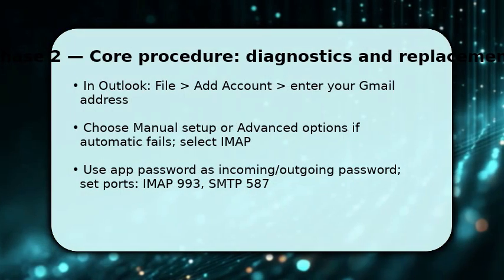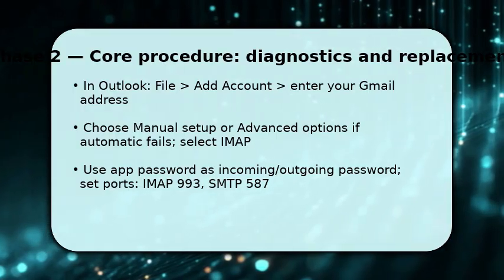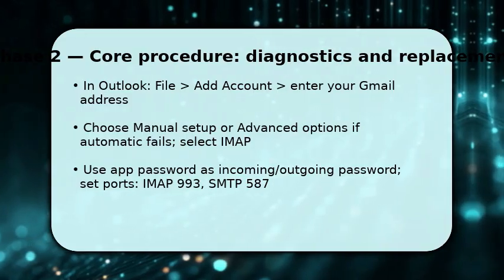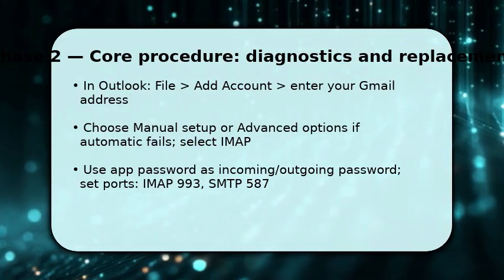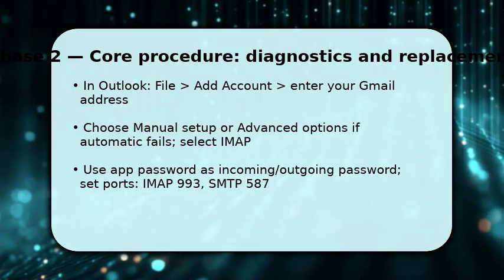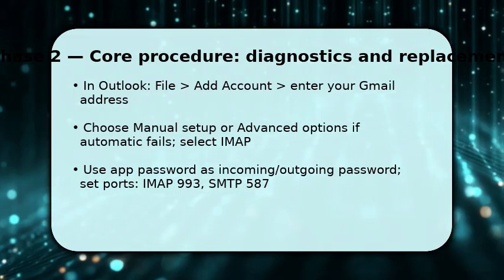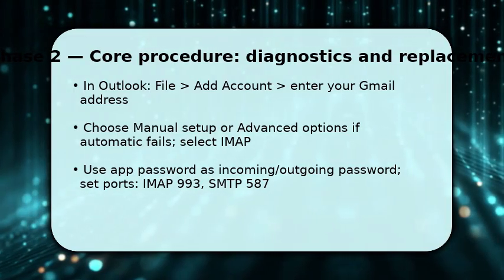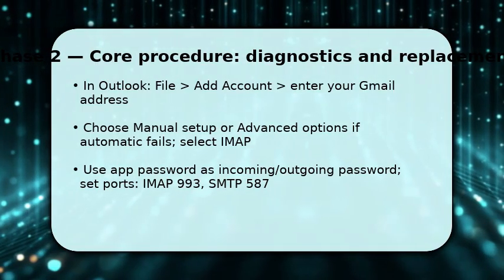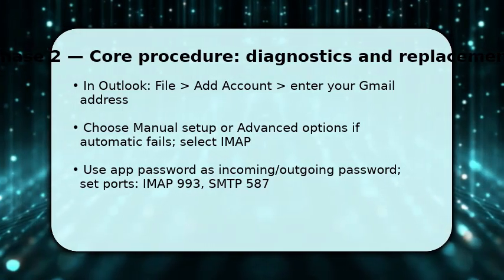You now add Gmail inside Outlook. Go to File, Add Account, and enter your Gmail address. If automatic setup fails, pick Manual or Advanced, then select IMAP. This keeps folders synced across devices. For server settings, set incoming IMAP to port 993 with SSL/TLS and outgoing SMTP to port 587 with STARTTLS. When prompted for password, paste the app password you created earlier. Once configured, make sure folder mapping is correct so sent and trash store messages where you expect.